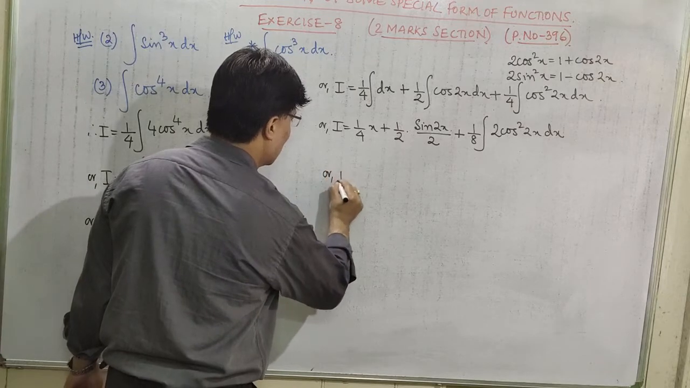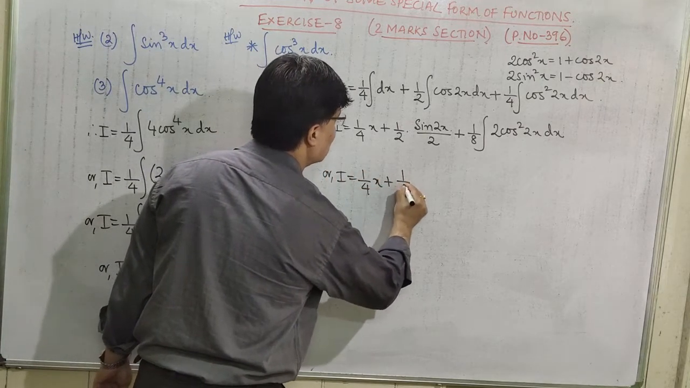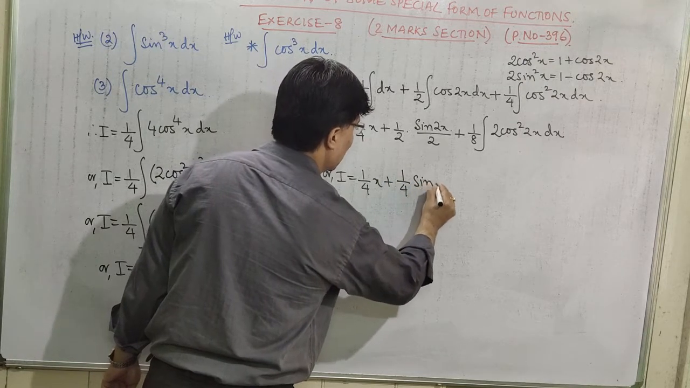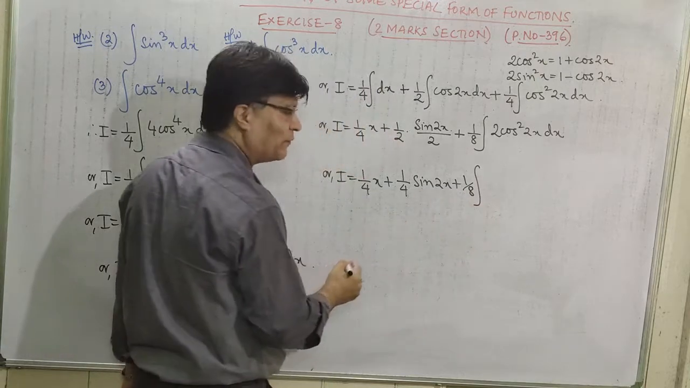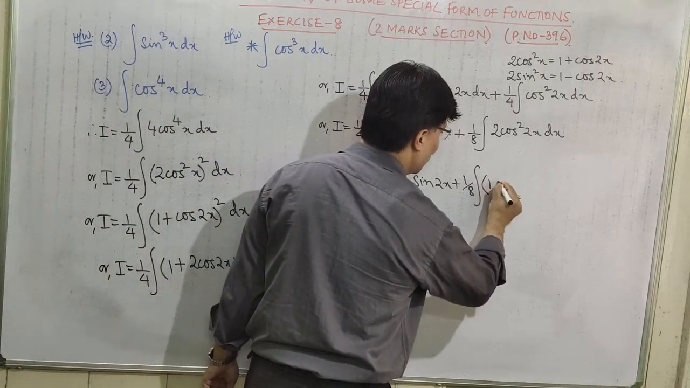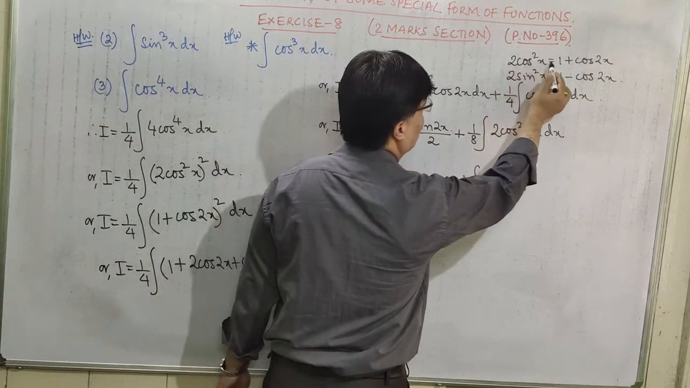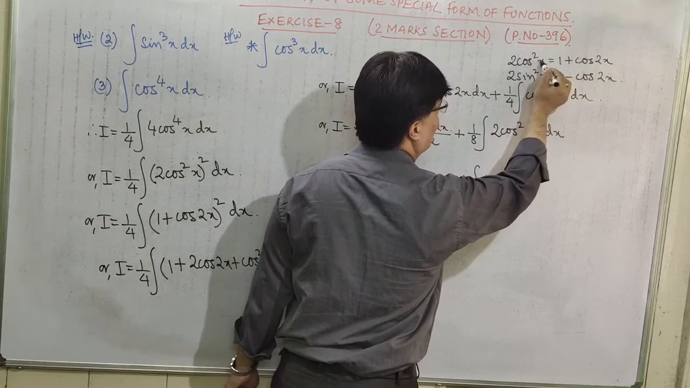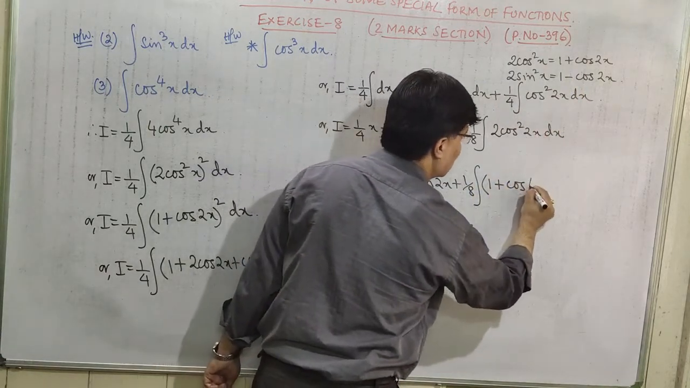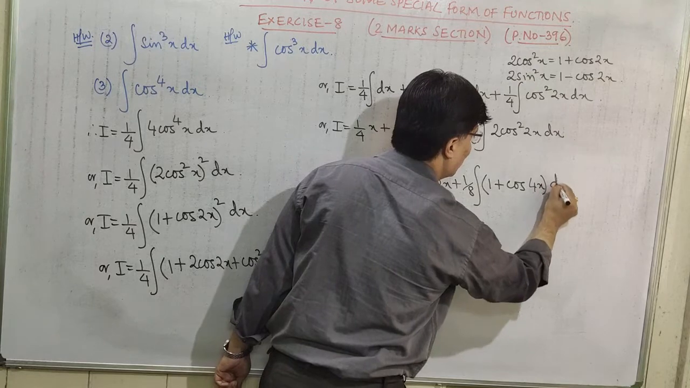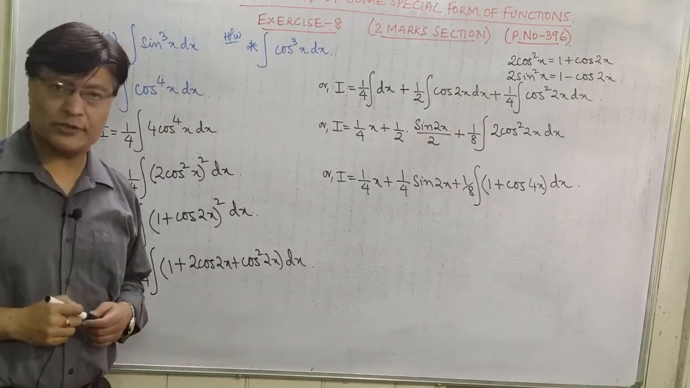So I is equal to 1/4 x plus 1/4 sine 2x plus 1/8 integration of, within bracket, 1 plus cos. If 2 cos square x is equal to 1 plus cos 2x, that is double of x is 2x. But here it is 2x, so what is the double of 2x? This is 4x, bracket closed, dx. So I think you have understood it.